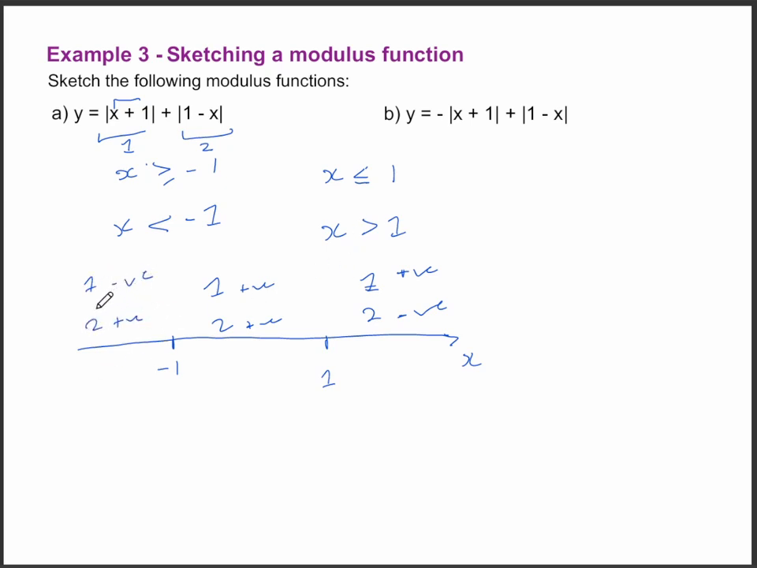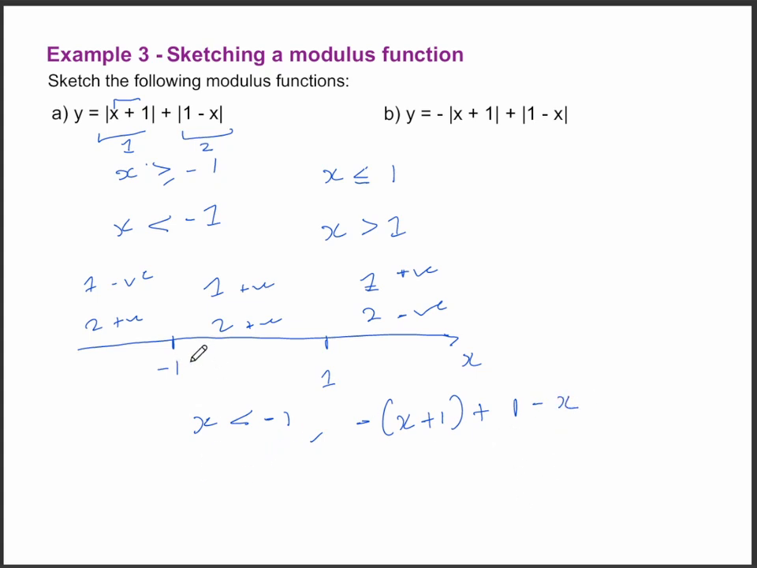And what this does is we can split now not into 2, but we can split the function into 3. So when x is less than -1, we have the first one being negative, so we're going to apply a negative to it to make it a positive. So negative of x plus 1, plus the second one is going to be positive, so we're going to leave it as it is, 1 minus x.